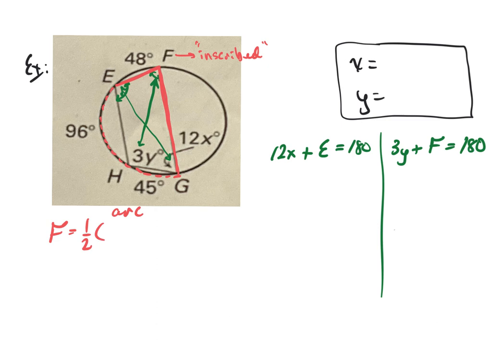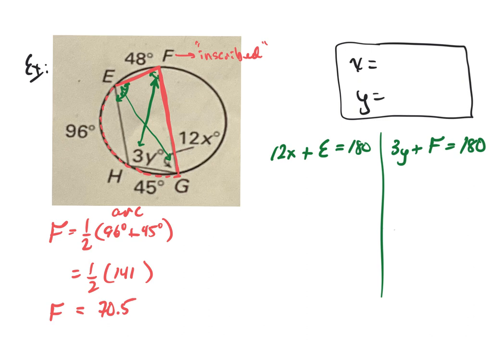The problem is the arc is made up of two chunks. It's made up of the chunk from E to H, which is 96 degrees, and the chunk from H to G, which is 45 degrees. So we have two operations to do. We have to add and then multiply by a half. So let's see, 96 and 45. I think that's going to be 141. I think I'm doing that okay in my head. Let me double check. Yep, I think that's right. And then when we take half of that, half of 141 is going to be 70.5. All right, so we found F.